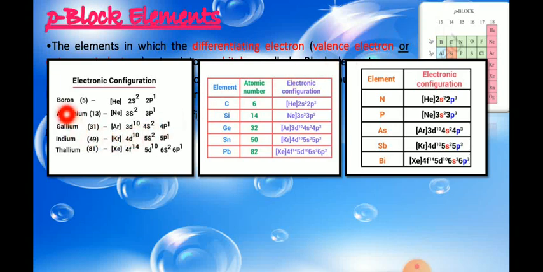Electronic configuration of the element boron: what will it be? Its atomic number is 5, its electronic configuration is 1s2 2s2 2p1. In short, how can we write it? Helium 2s2 2p1. I hope you have studied electronic configuration in your lower classes 9th and 10th. You have studied, isn't it? Don't worry, we'll study once again in the atomic structure chapter.